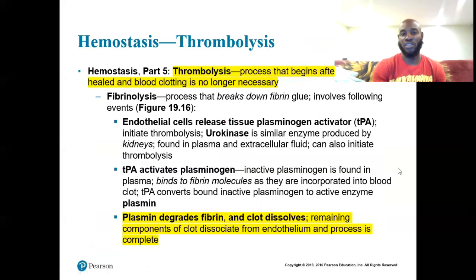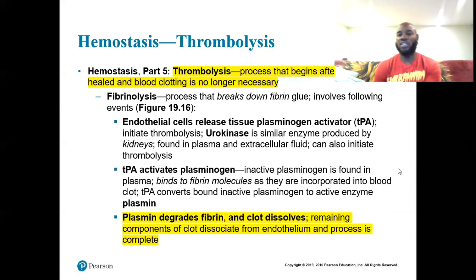Start healing. And then the last step is thrombolysis, right? We don't want that blood clot to stay there forever. That ball of platelets, that fibrin, we don't want that to stay there. After it starts to heal and come back together, now we no longer need that blood clot. So we want to break it down. Thrombolysis begins after the injury has healed and blood clotting is no longer necessary. Remember, what made it strong was this fibrin. So you have this fibrinolysis, which breaks down the fibrin glue, that fibrin protein.